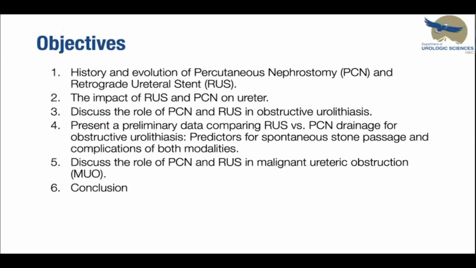Objectives that I'm going to go through: history and evolution of percutaneous nephrostomy and retrograde ureteral stent, the impact of both methods on ureter, discuss the role of percutaneous nephrostomy and stent in obstructive urolithiasis, present our preliminary data comparing stent and percutaneous nephrostomy drainage for obstructive urolithiasis, predictors for spontaneous stone passage and complications of both modalities, discuss the role of nephrostomy and stent in malignant ureter obstruction.